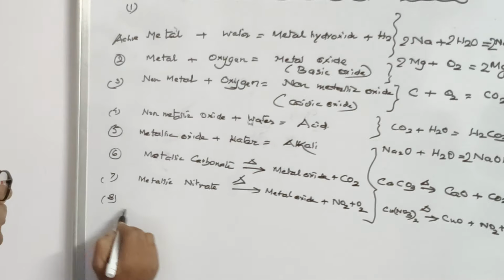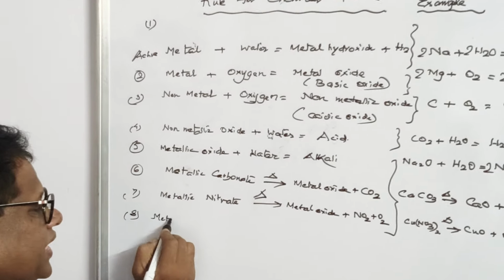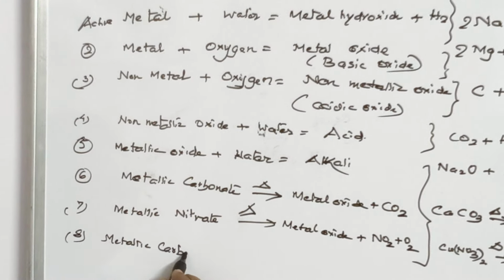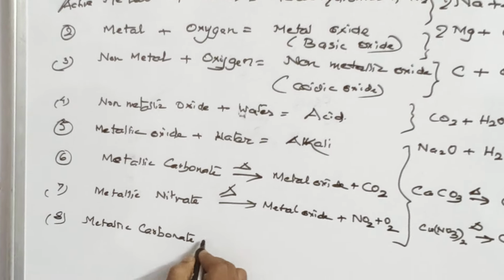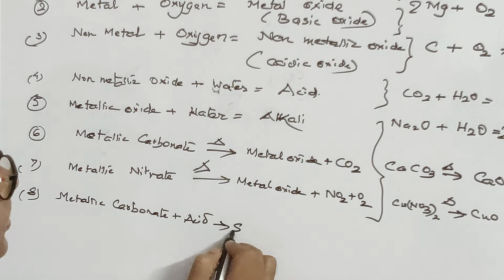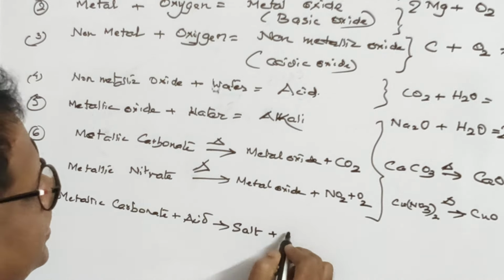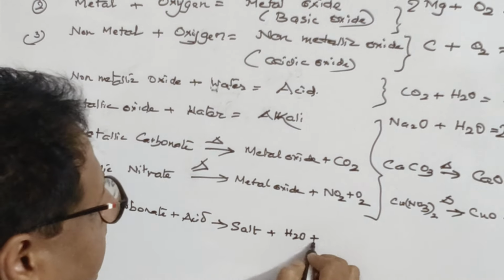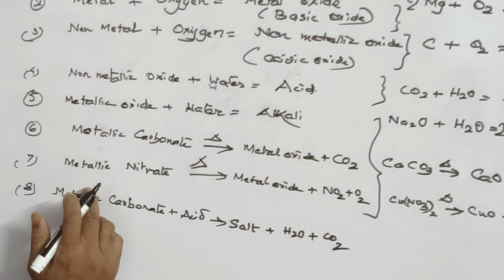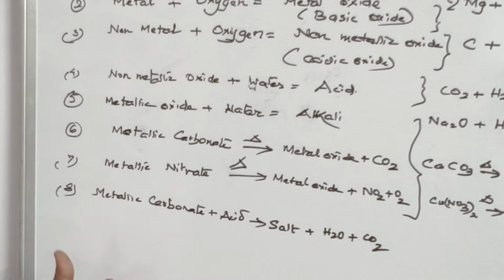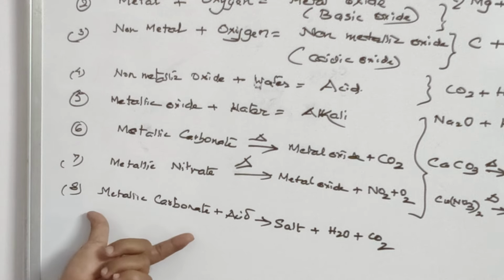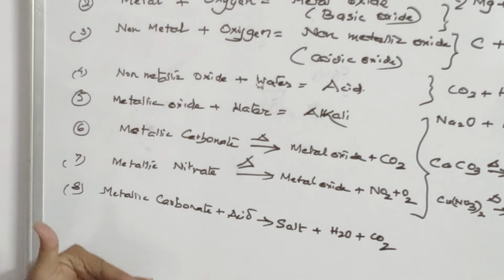Next, if you make a metallic carbonate react with an acid, okay, it forms salt plus water plus carbon dioxide, right? You know what is the difference? What is the difference between metallic carbonate reacting with an acid, okay, and a metallic sulfide reacting with an acid? Here we are going to discuss.